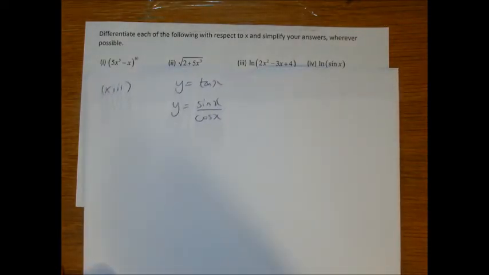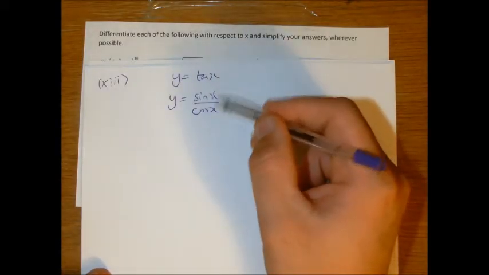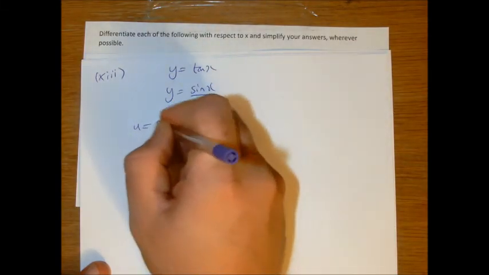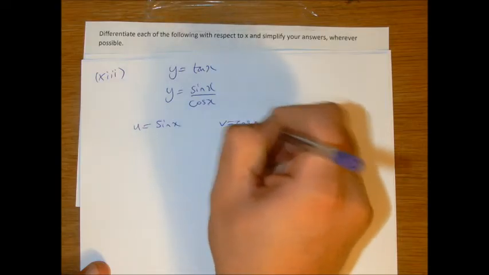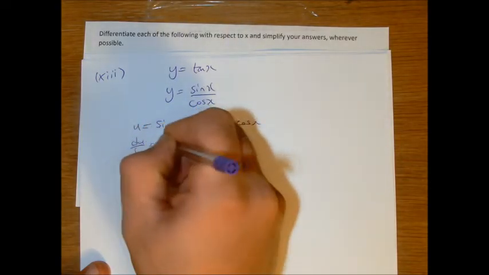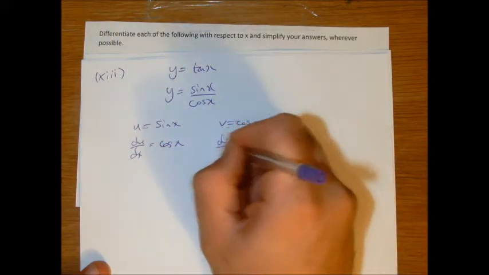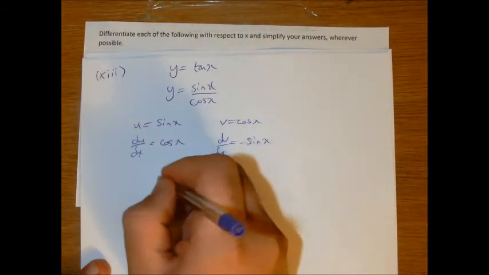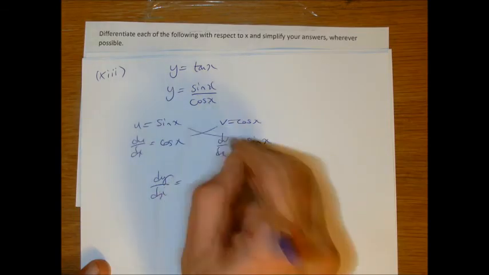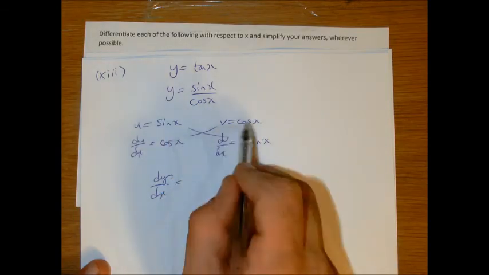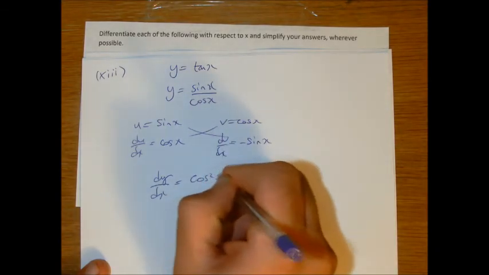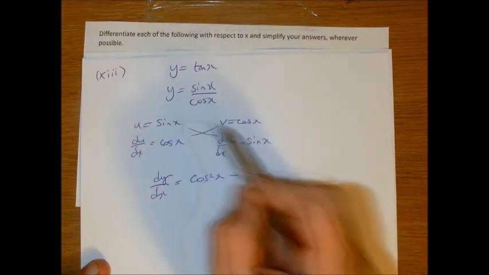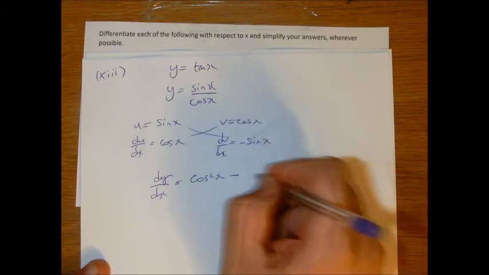So first of all, as they say, they tell us to write it like this. Now what you notice here, of course, is we've got a quotient, okay? So we've got one function divided by another. So we call u to be sine x, v to be cos x. Du dx is cos x. Dv dx is minus sine x. Then you use the quotient rule, so crisscross that times that, so v du dx, cos x times cos x is cos squared x. Take away, of course, with the quotient rule, u dv dx, so sine x times minus sine x is minus sine squared x.